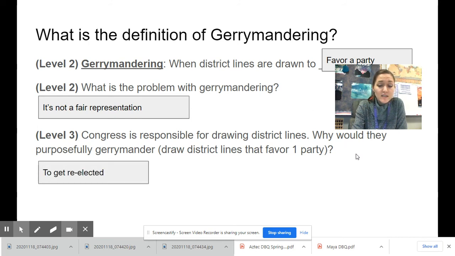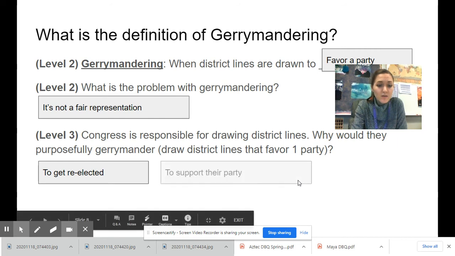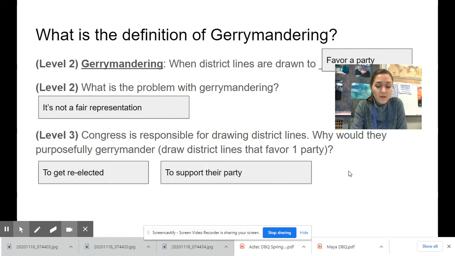Okay, if you said to get reelected, you're 100% correct. If that person is from the Democratic Party, they might want to gerrymander so that way there's more Democrats within their district, so that way they can win reelection. Same thing with Republicans. If they're a Republican, they might want to gerrymander to have more Republicans within their district, so that way they're more likely to be reelected. If you said to support their party, you're 100% correct. They're going to want bills to be passed into laws that support their party or that support their party's platform.